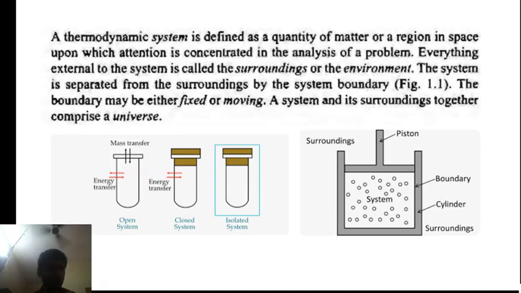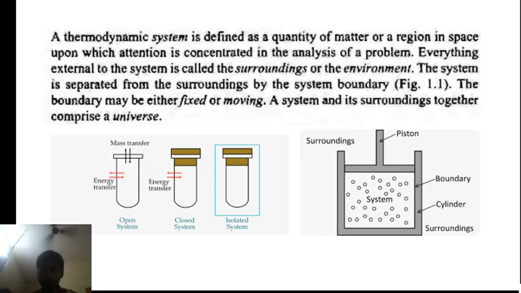So the thermos flask is the best example because you can observe it easily, it is least costly also, so you can check it. In case of an isolated system there is no energy transfer and no mass transfer. There are three types of system: open system, closed system and isolated system. Can you give an example of an open system, closed system and isolated system?